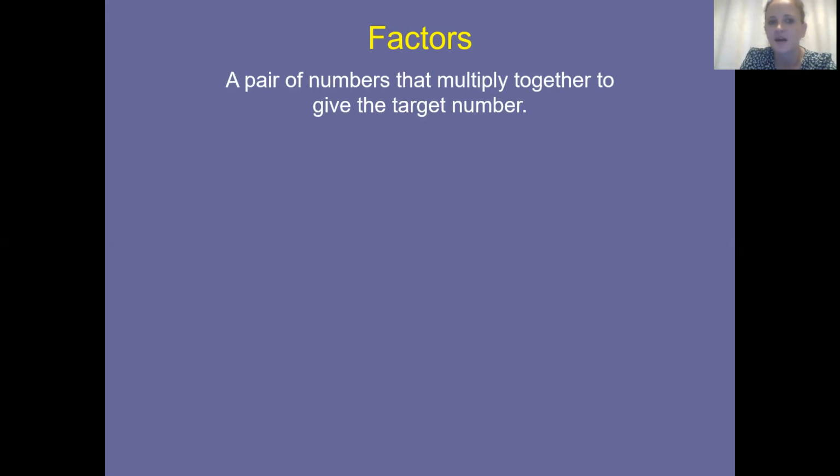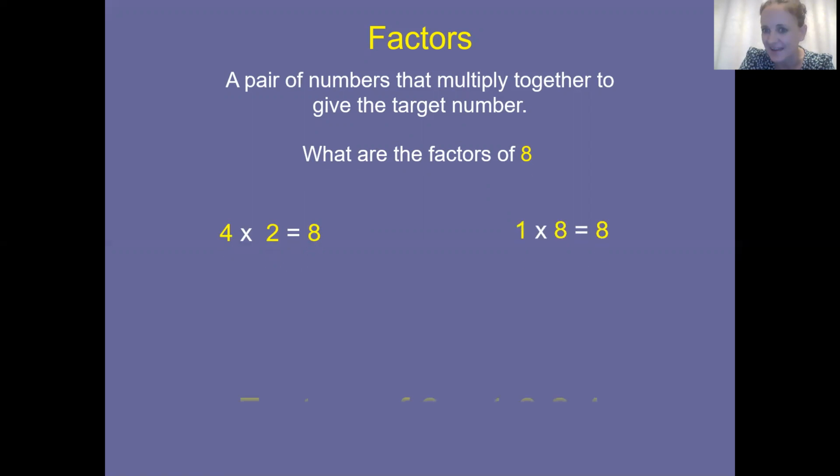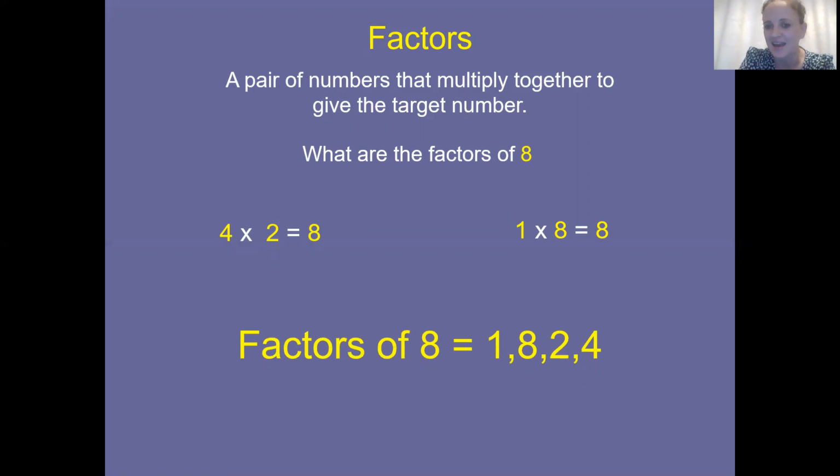So like we said, factors are a pair of numbers that multiply together to give you the target number. When we were doing our maths in the previous lesson, the target number was the number that was in the factor bug. That was the number you have to multiply two numbers to get to that answer. So if we have a target number of 8, the factors would be 4 and 2 and 1 and 8. Because 1 times 8 is 8, 2 times 4 is 8, 4 times 2 is 8, and 8 times 1 is 8. So those are factors of 8.